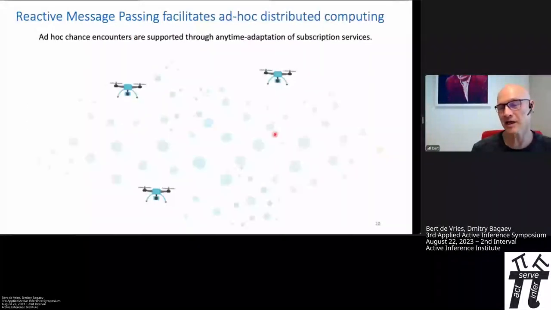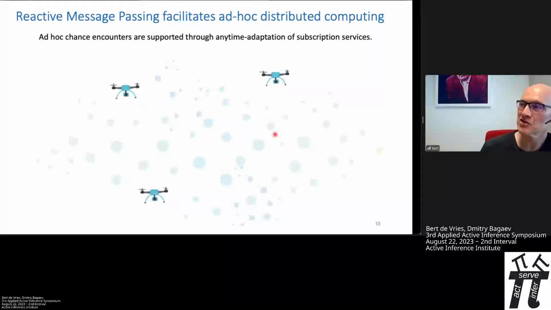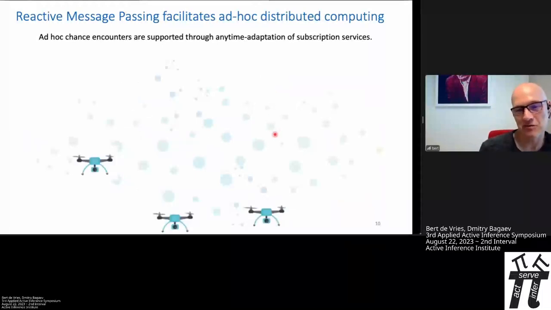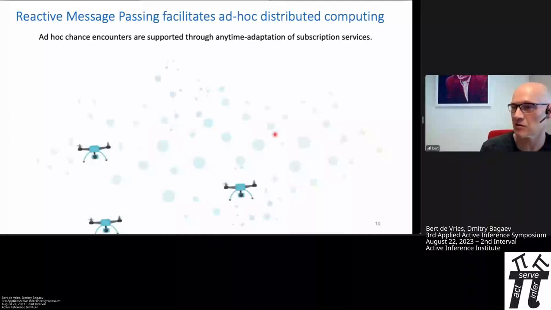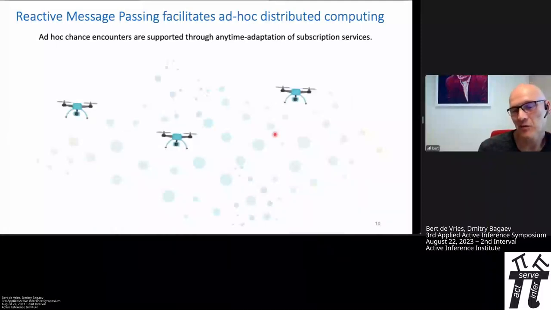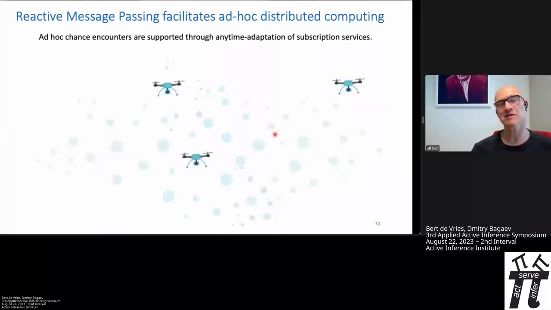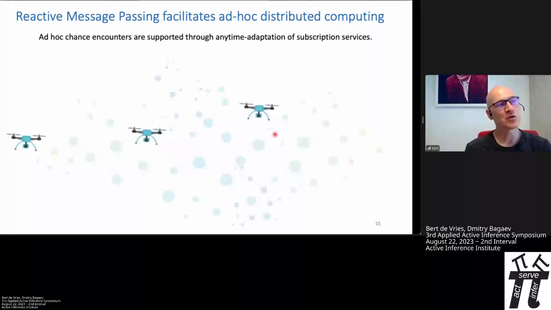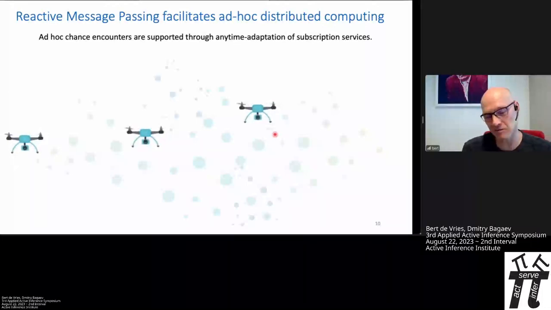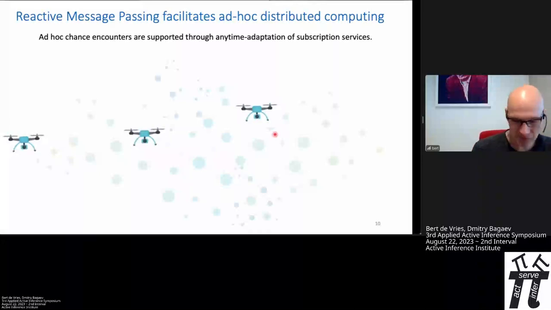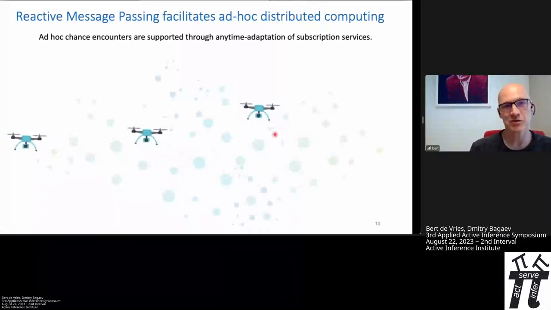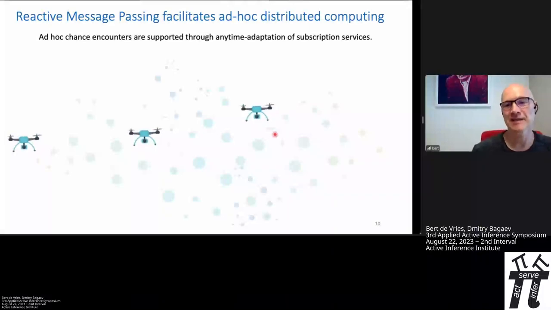And you can also get chance encounters with other drones, right? Drones that get close can start communicating with each other. And when they're far away, they stop communicating with each other. And this is no problem, because nodes can change on the fly who they communicate to and who they want to listen to. And so that's the way nature works, and also how it works when we do reactive programming and reactive message passing.